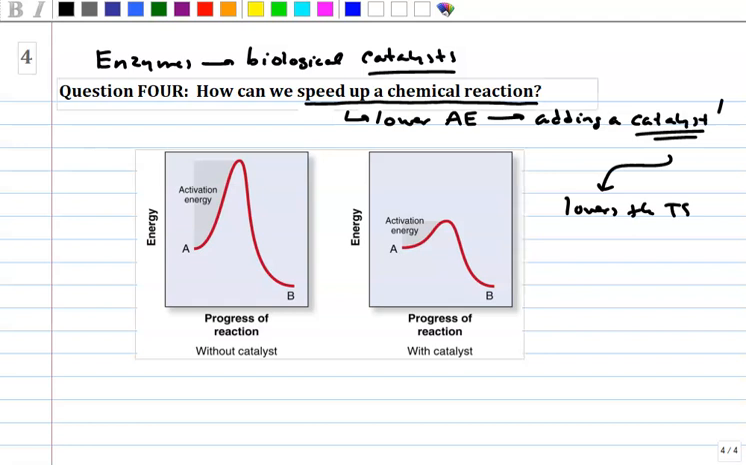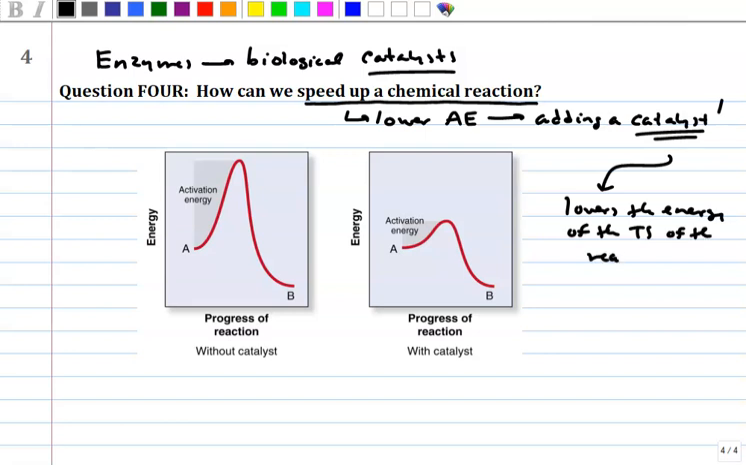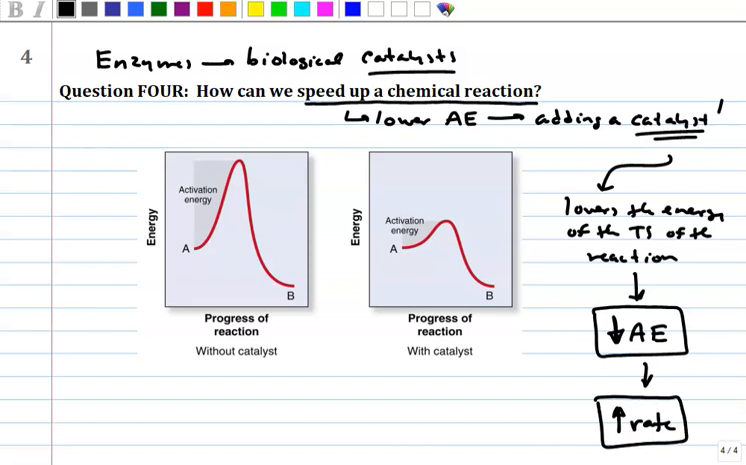Let me write it this way. It lowers the energy of the transition state of the reaction. If you lower the energy of the transition state of a reaction, what are you going to do? You're going to increase or decrease activation energy. You are going to decrease activation energy, and as a result, you are going to increase the rate of a chemical reaction. That's what a catalyst does.